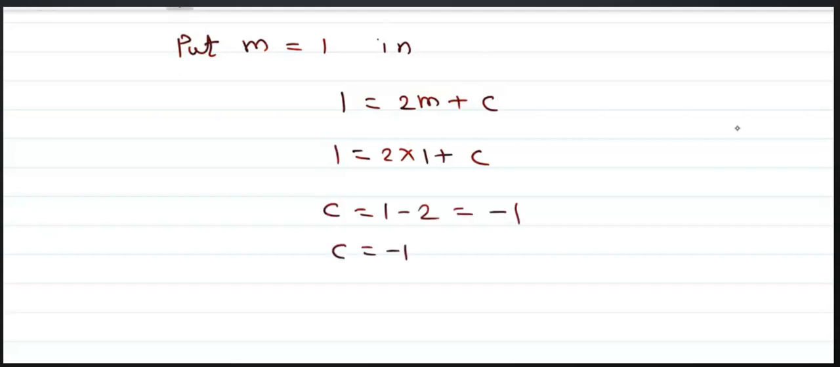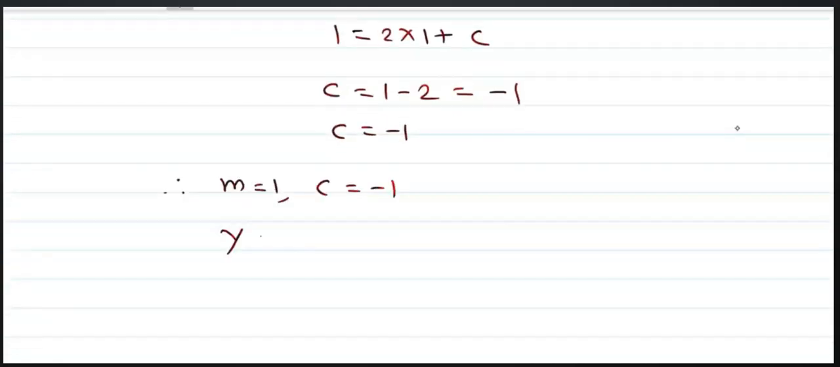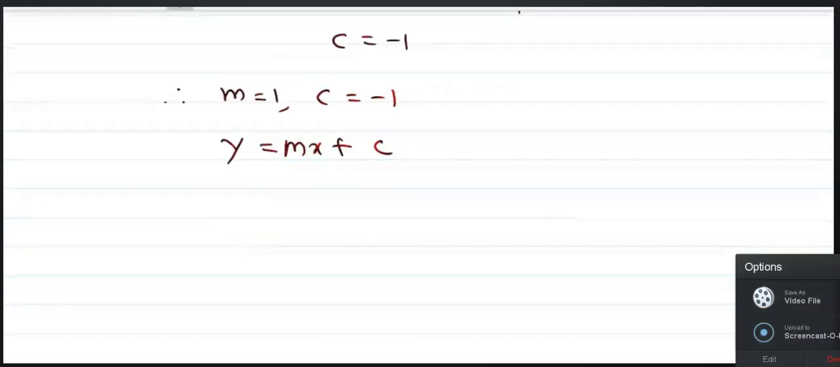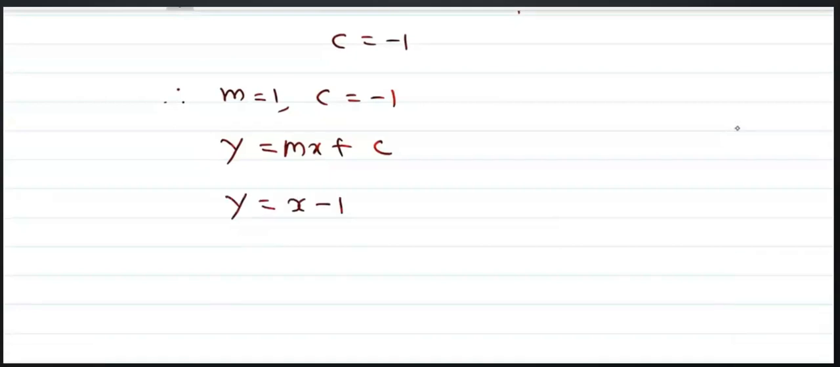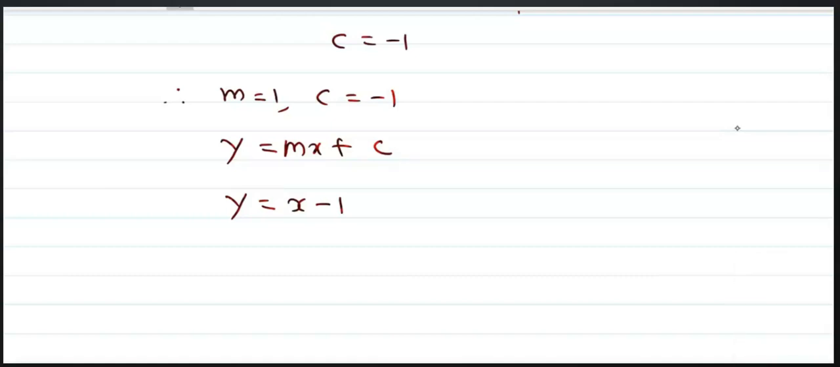Therefore, c is equal to minus 1. We substitute the value of m, then you will get c is equal to minus m. M is equal to 1, c is equal to minus 1. And that's why, substituting the value of m is equal to 1 and c is equal to minus 1, you will get y is equal to x minus 1. This is the required equation of the line.